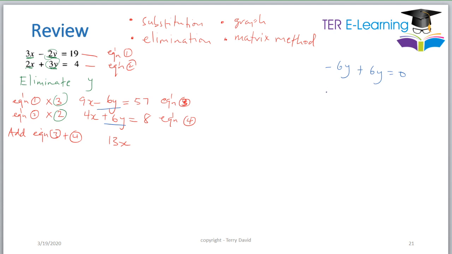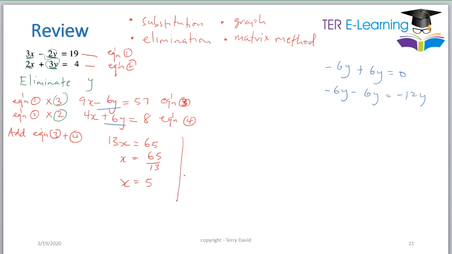If you were to subtract both of them, it will be minus 6y minus 6y, which is minus 12y, in which case you have not eliminated anything. So the only way to eliminate the y is to add the two equations, right? So 57 plus 8 gives me 65. So therefore x is equal to 65 divided by 13, so therefore x is equal to 5, right? So I've solved for y already, for x, sorry, right? So x is equal to 5.